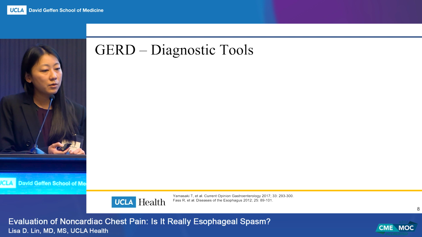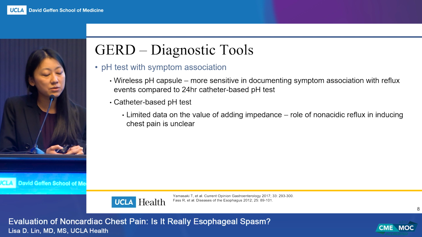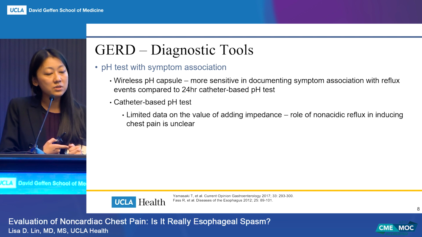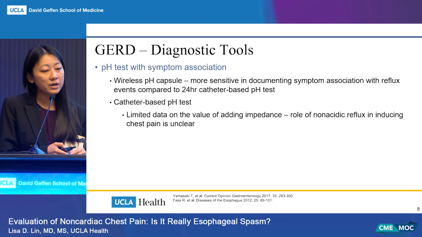What are some other diagnostic tools that we have? We can do pH testing with symptom association. Among pH tests, you have your choice of wireless pH capsule, which is generally more comfortable for patients. It's more sensitive in documenting symptom association with reflux events compared to 24-hour catheter-based pH tests. And then we also have our more traditional catheter-based pH tests, which you can do with or without impedance.